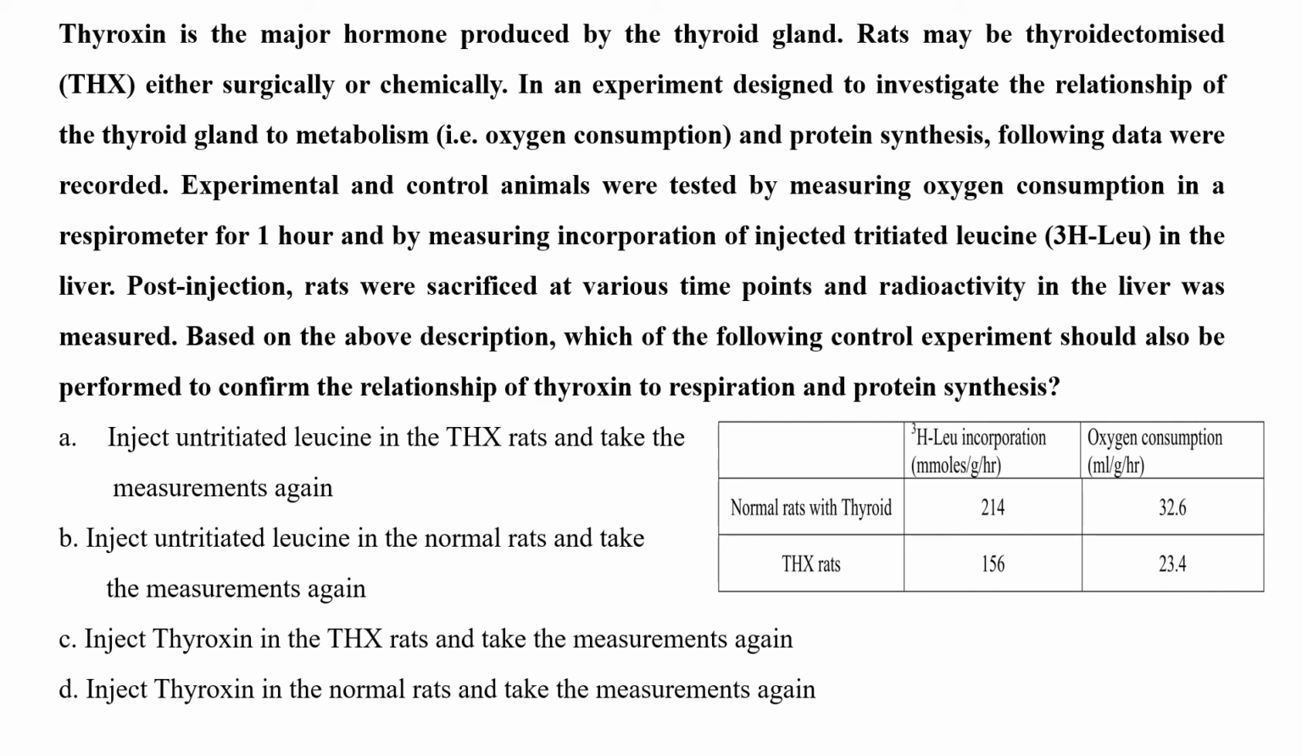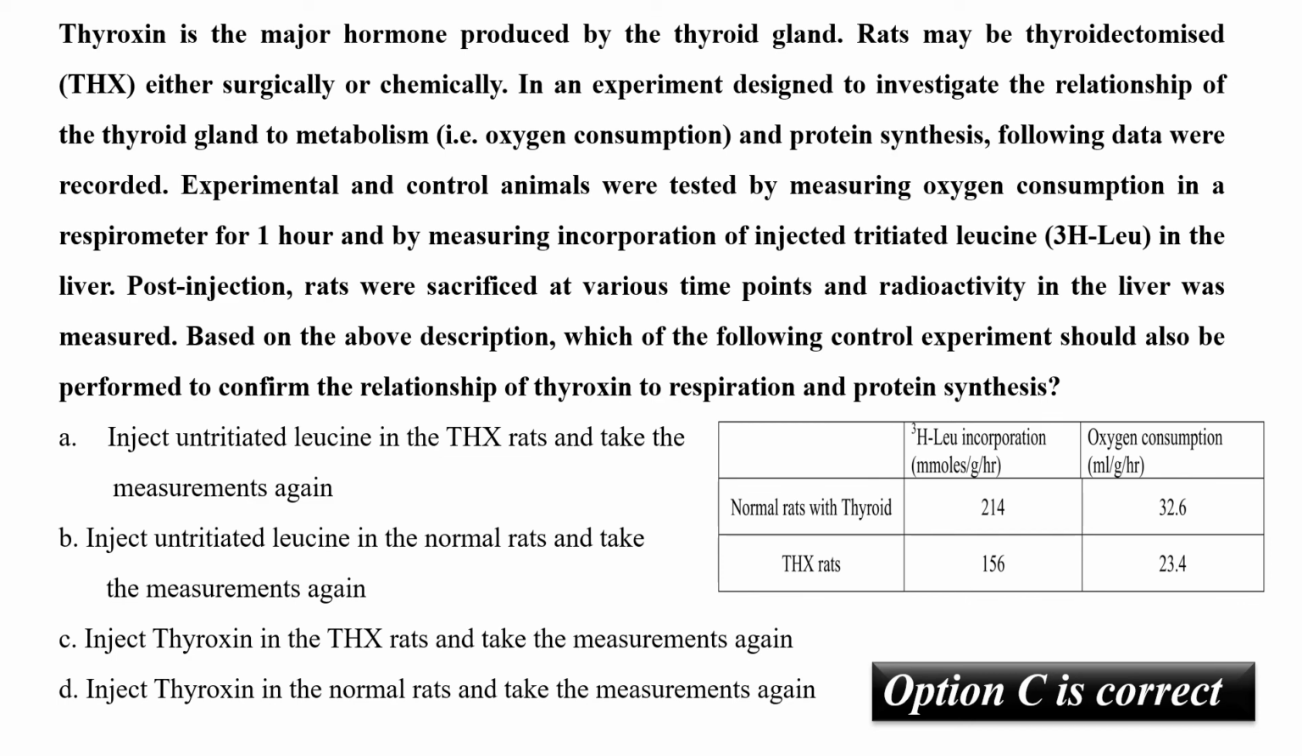Removal of the thyroid gland decreases protein synthesis and thereby decreases oxygen consumption. Thyroxine stimulates a series of intracellular secretory proteins at the pre-translational level. So, after injection of thyroxine in THX rats, it will increase the protein synthesis and show more tritiated leucine incorporation. So, the correct answer is C. Inject thyroxine in THX rats and take the measurements again.